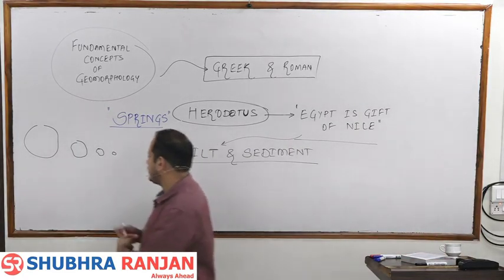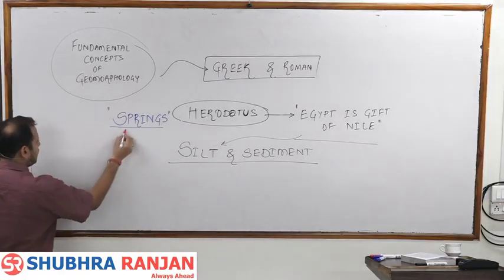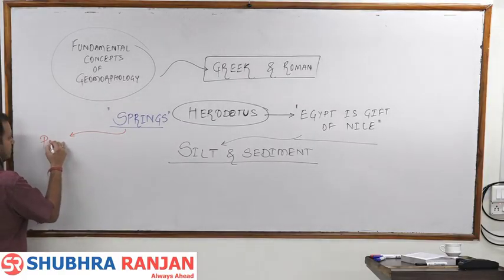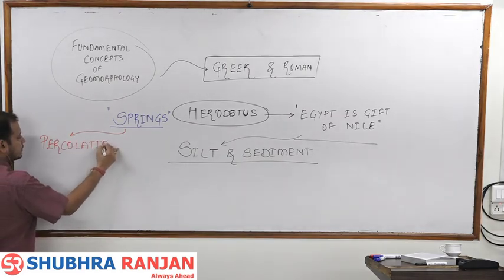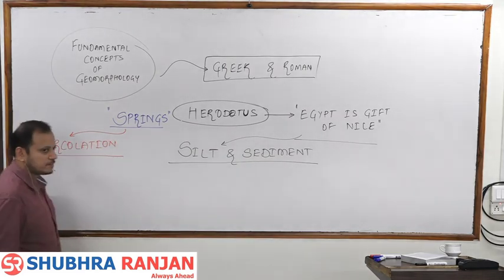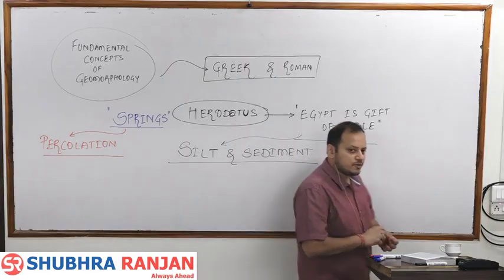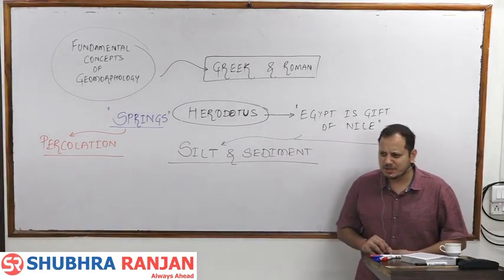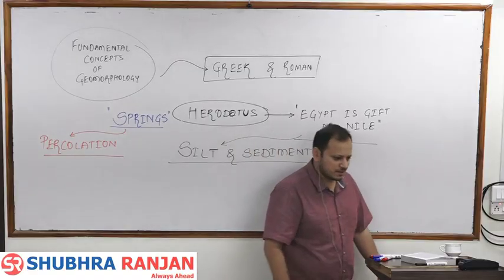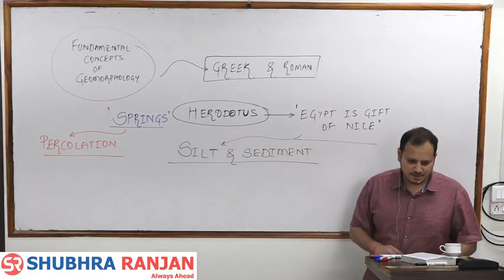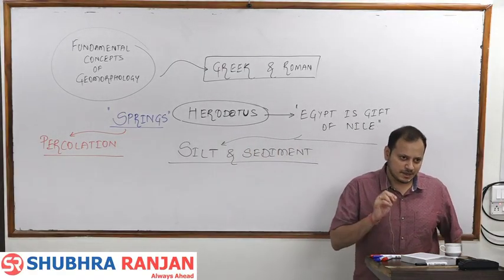Which he believed was formed due to percolation. What do you mean by percolation? Seeping down of rainwater. Percolation. I have written the spelling here. Percolation of rainwater.